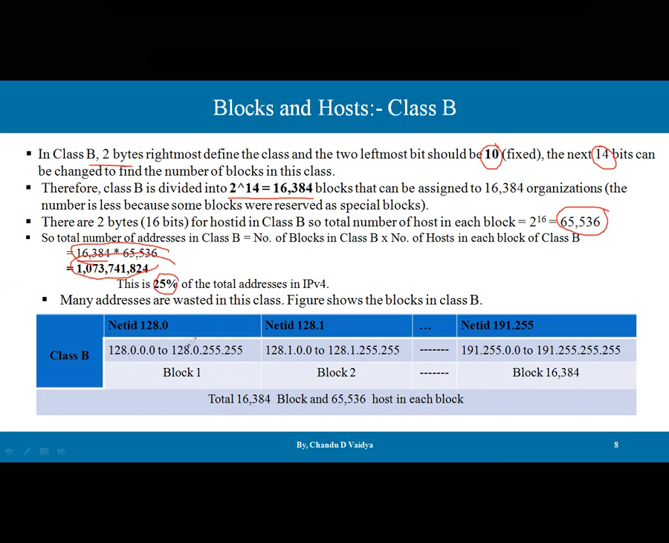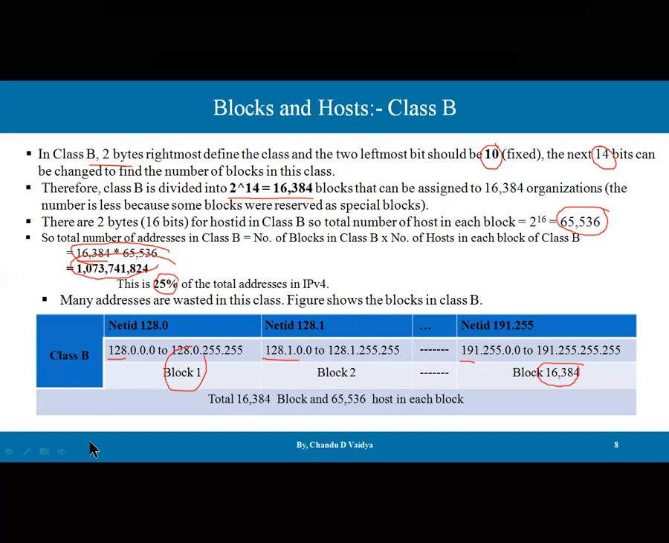Here we can say, in tabular form, block one starts from 128.0.0.0 to 128.0.255.255. So here the variation will be 128.0, then 128.1. Okay, likewise up to 128.255. So there are this many blocks available. So here the total blocks, 16,384 blocks, will be available to us, and in one block, 65,536 IP addresses will be available to us. So this is as far as class B is concerned.